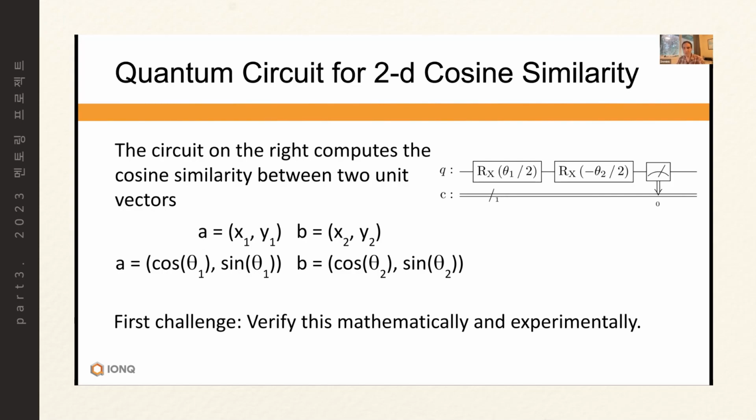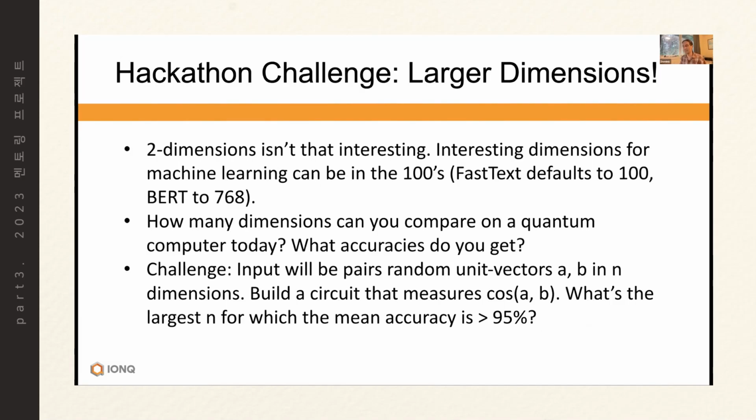The first challenge we'd like to suggest to you is to verify this both mathematically and experimentally, just in 2 dimensions. But the hackathon challenge really is about larger dimensions, because 2 dimensions isn't really that interesting. We wouldn't be building quantum computers to use in machine learning just for comparing 2-dimensional vectors. It gets interesting when we compare much higher dimensional vectors that get to the scales that are actually intractable to scale up on classical computers.